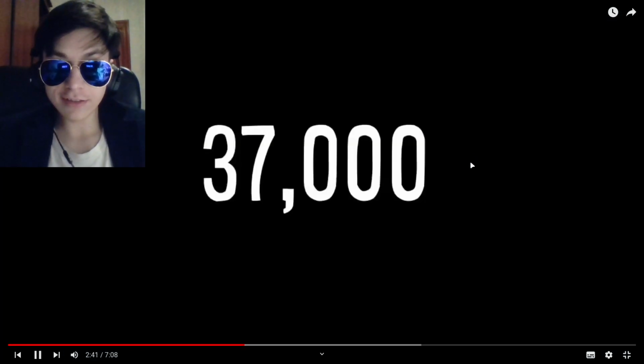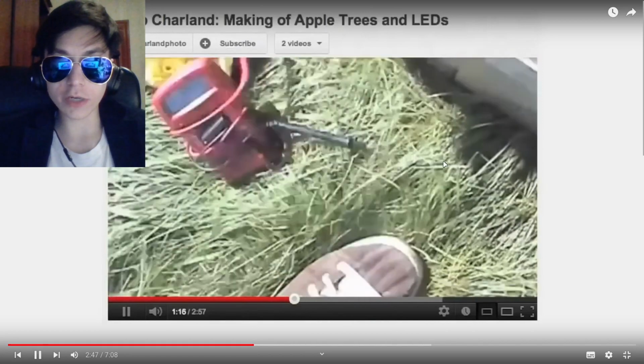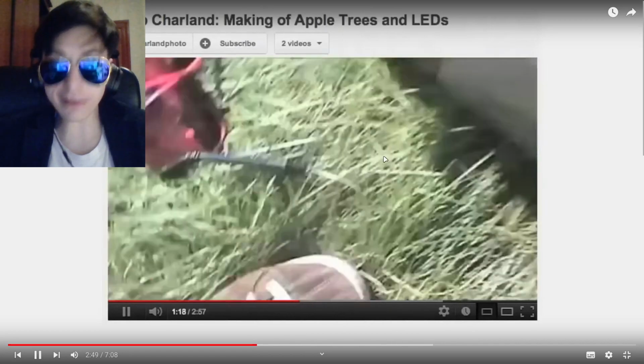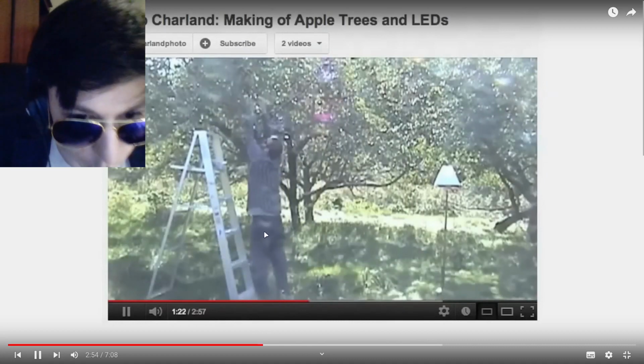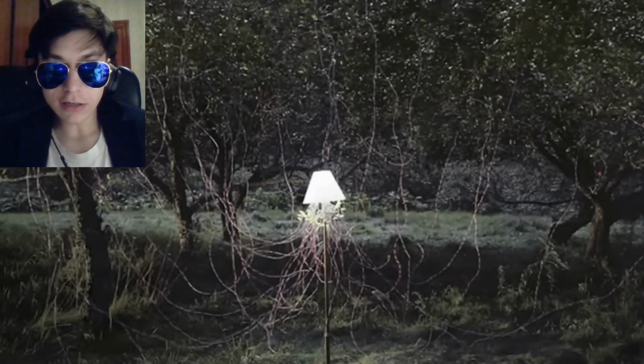But artist Caleb Charland doesn't care. He spent 11 hours hammering nails into 300 nails hanging on trees. By connecting them to a household lamp, he was able to make it glow just dimly enough to capture this image with a 4-hour exposure.